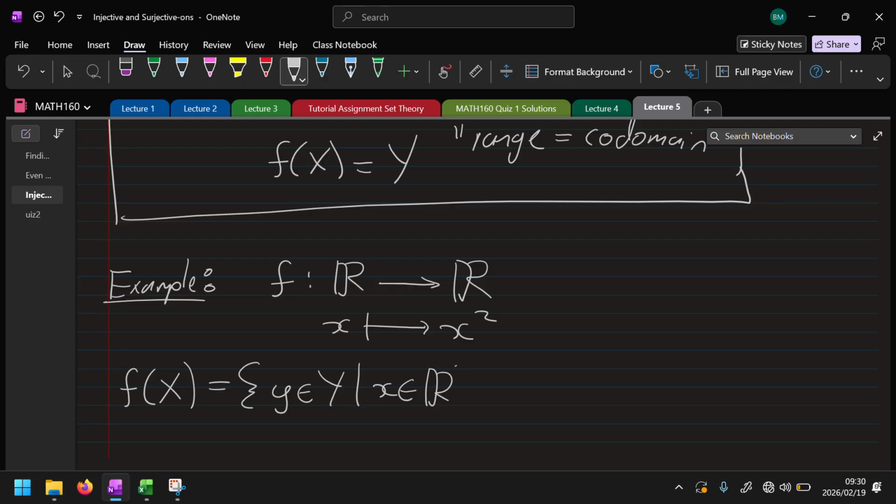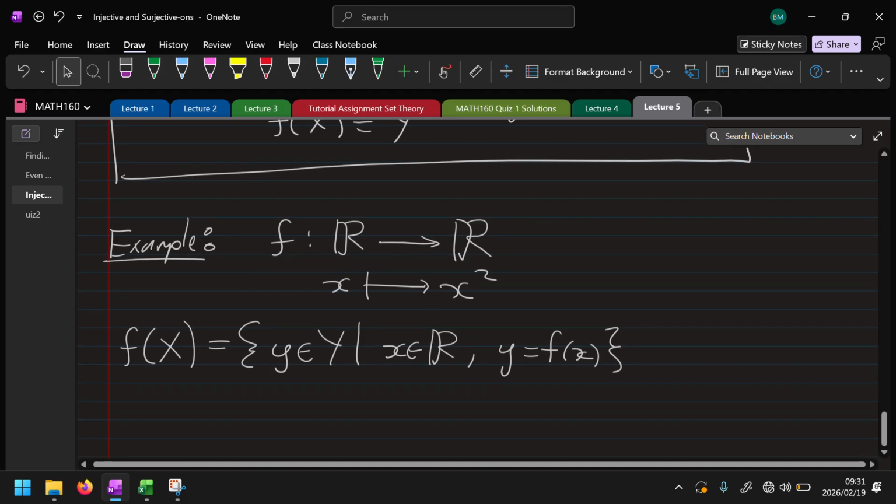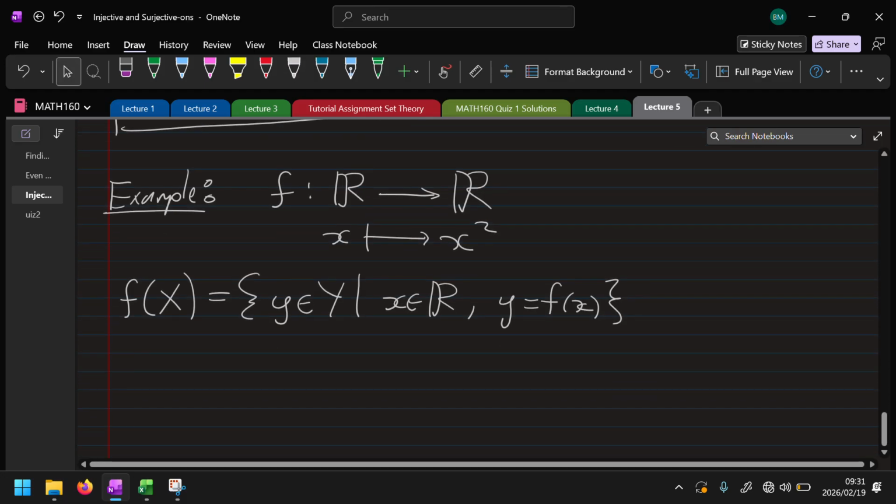Yeah, so it's all of those elements y. Sorry. Where we have x. Yeah, so it's all of the elements y, such that there's some element x where y goes to f of x.